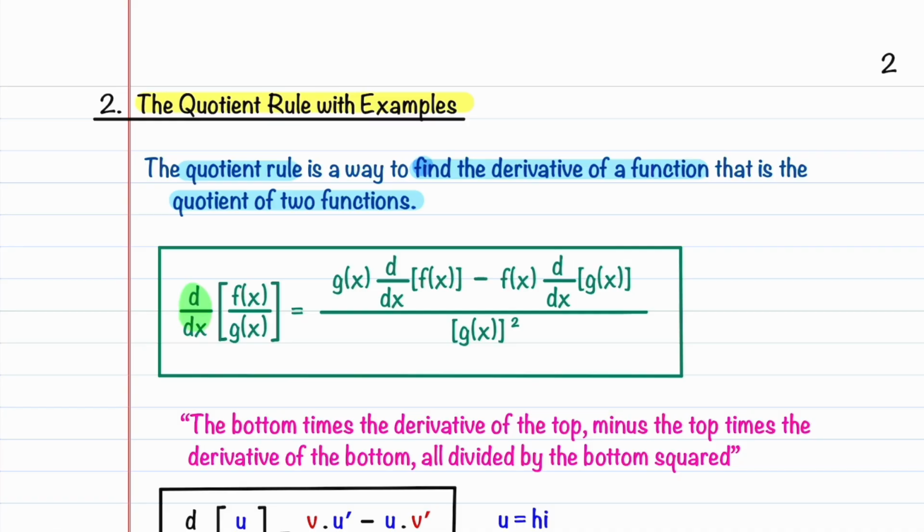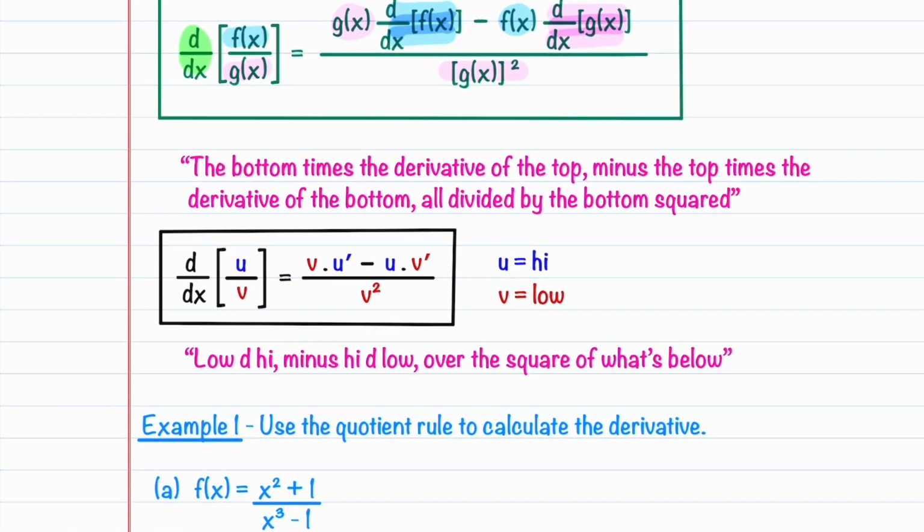The derivative with respect to x of a function f of x divided by a function g of x is equal to the bottom function g of x times the derivative of the top function minus the top function times the derivative of the bottom function, all divided by the bottom function squared.